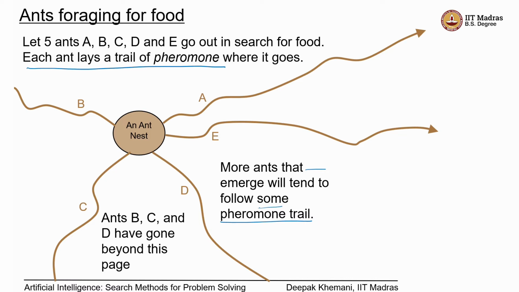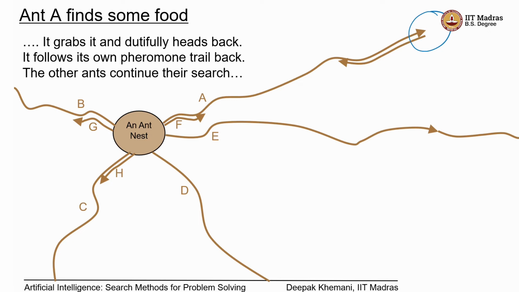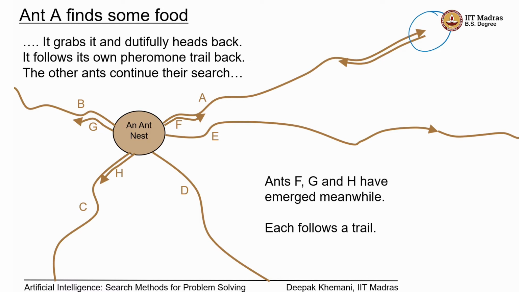We will see that ant A finds some food. What does it do? If it finds some food, let's say there was some lump of sugar or something here, it picks up the food and starts back to its nest. How does it go back? It simply follows the pheromone trail that it itself has created. Meanwhile, if other ants like F, G, and H have emerged, they will also follow some trail or the other that you can see. The pheromone trail is what guides all ants, essentially. So they lay pheromone wherever they go, and they follow pheromone whenever they have to go somewhere.